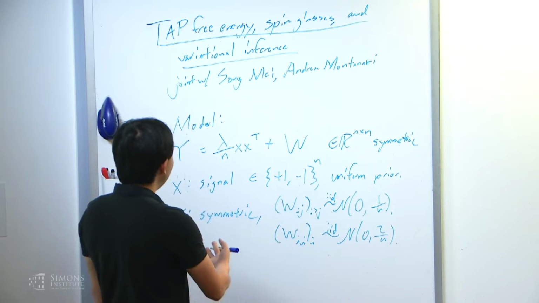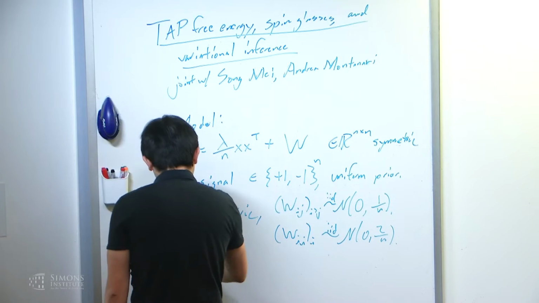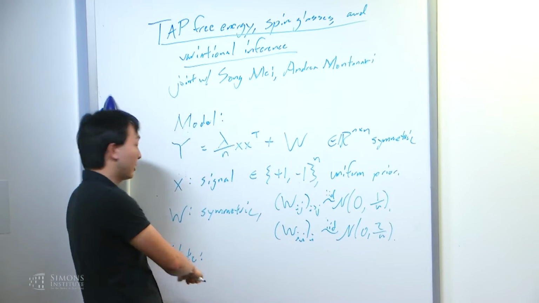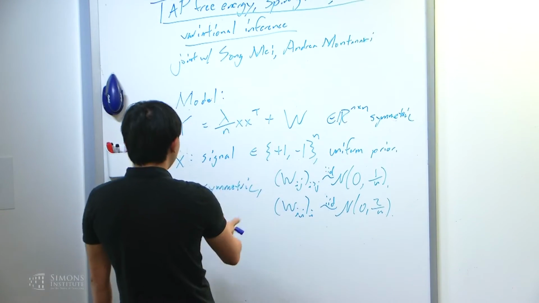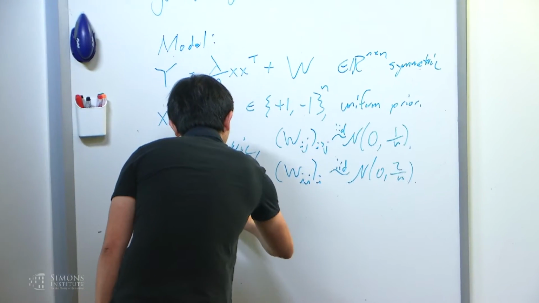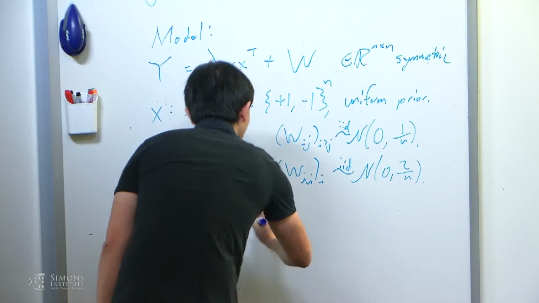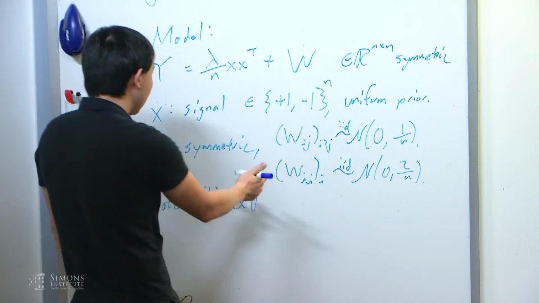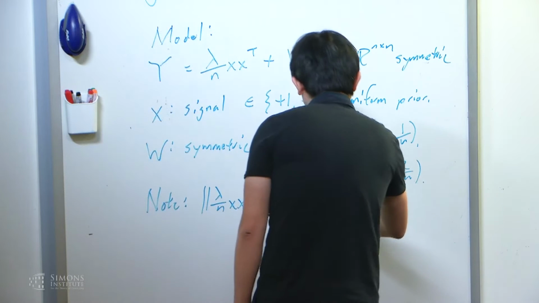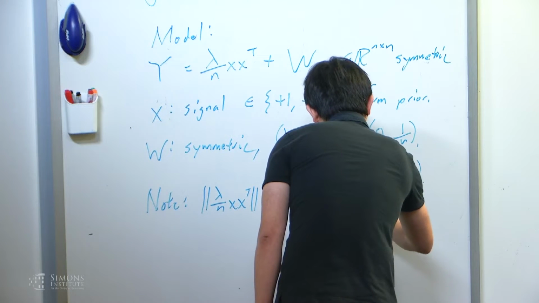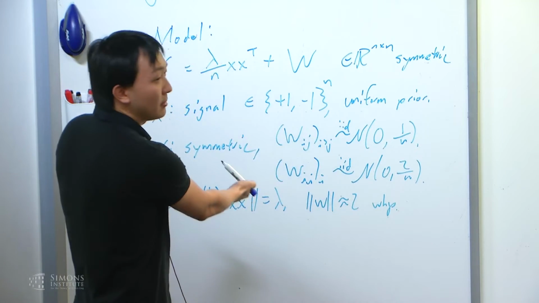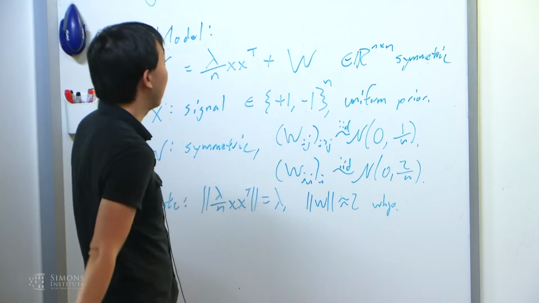And an observation that we can make regarding the normalization I'm using in this model is the following. Can you guys see if I write down here in the back? Yes. Okay. So if I look at the spectral norm of this rank 1 signal, it's lambda over n X X transpose. X has squared Euclidean length n, so the spectral norm of the signal component here is lambda. For this noise matrix that I've constructed, the spectral norm of W is approximately 2 with high probability. And so you can think about lambda here as representing a signal to noise parameter.